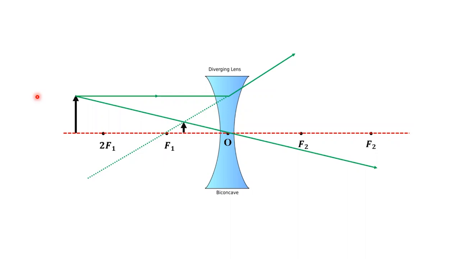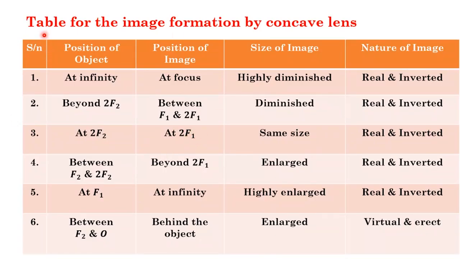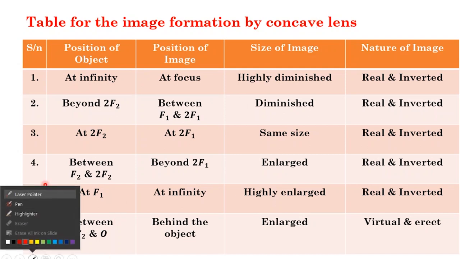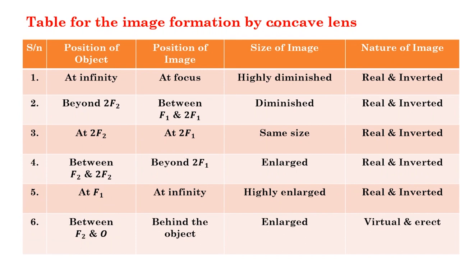Okay, let us draw a table. So table for image formation by concave lens. Whenever we have already studied these all cases. Okay, so this is the conclusion. So position of object, position of image, size of image, nature of image. So we know that when object is placed at infinity, sorry, this is convex lens, not concave. Okay, you have to keep in mind this is convex, for convex lens.